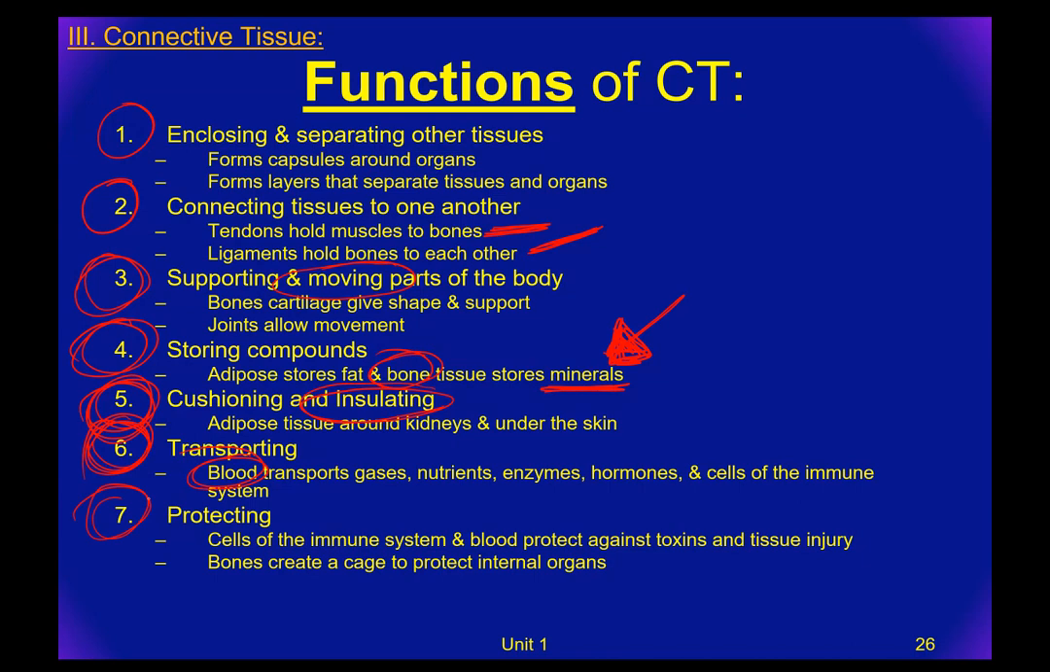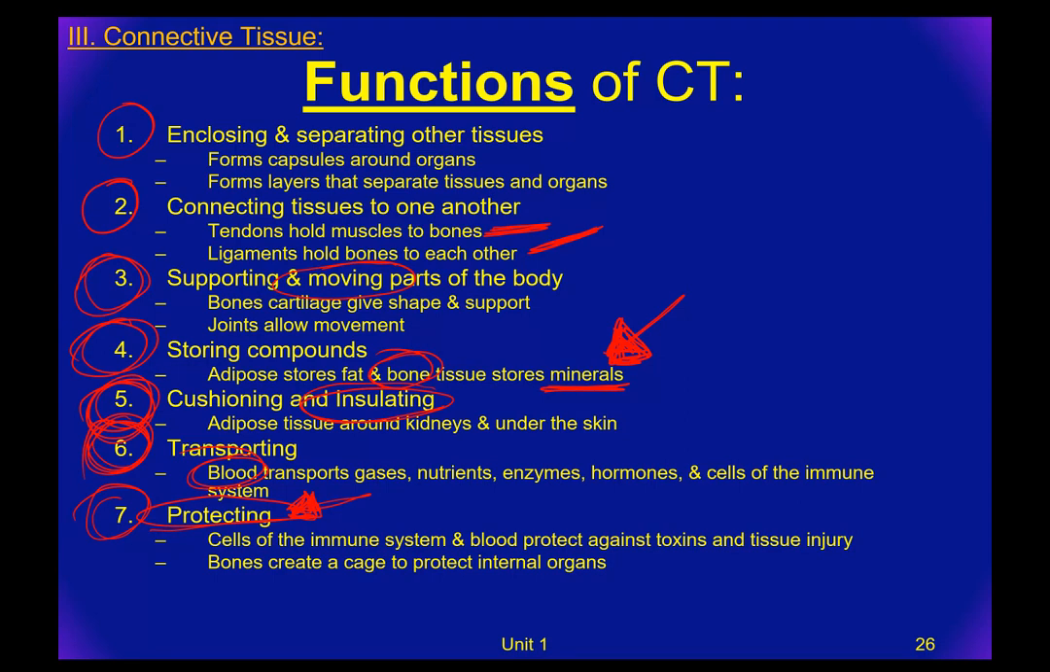Now, finally, protecting. One, your immune system. Your immune system is derived from your white blood cells. So that immune system has to be able to protect your body, right? Well, that's protection. White blood cells that go out and kill invaders and do all of that, that's a protective function. And the bones. The bones are created to protect your soft insides.